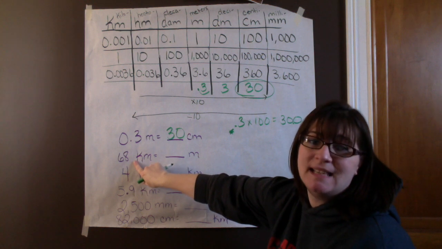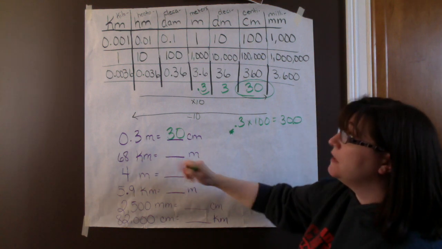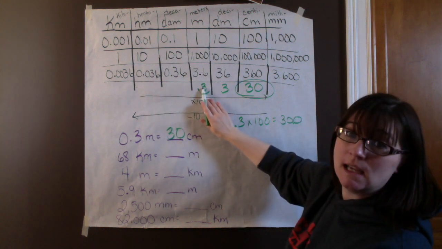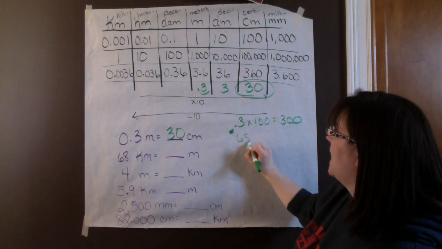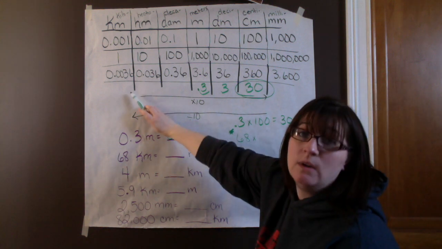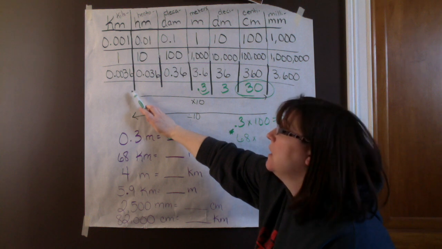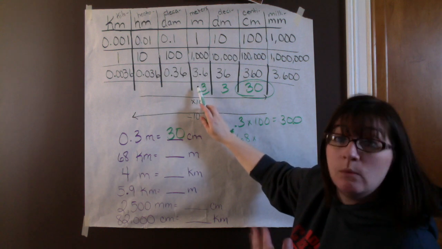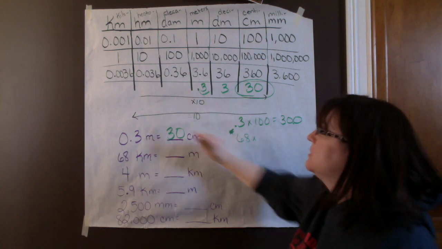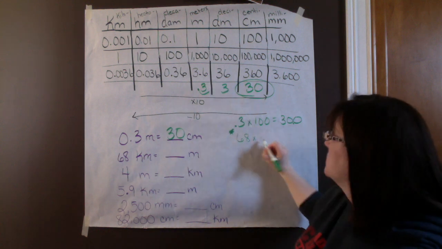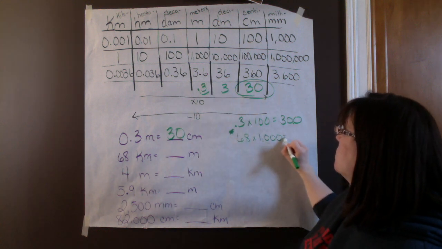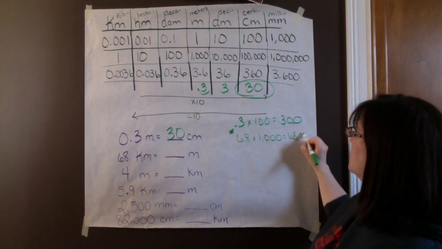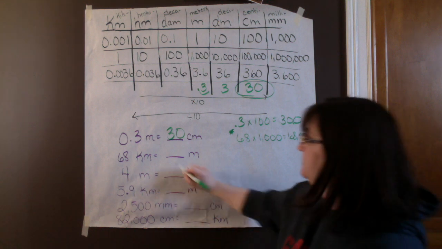This one, I have 68 kilometers, and I want to change it to meters. So I'm starting over here, and I want it to end up here. So 68 times, now it's 10 for each space. So 10, another 0, 100, another 0, 1,000. Basically, you're adding a 0 on each time. So 10, 100, 1,000. So I'm taking this times 1,000. 68 times 1,000 is 68,000.